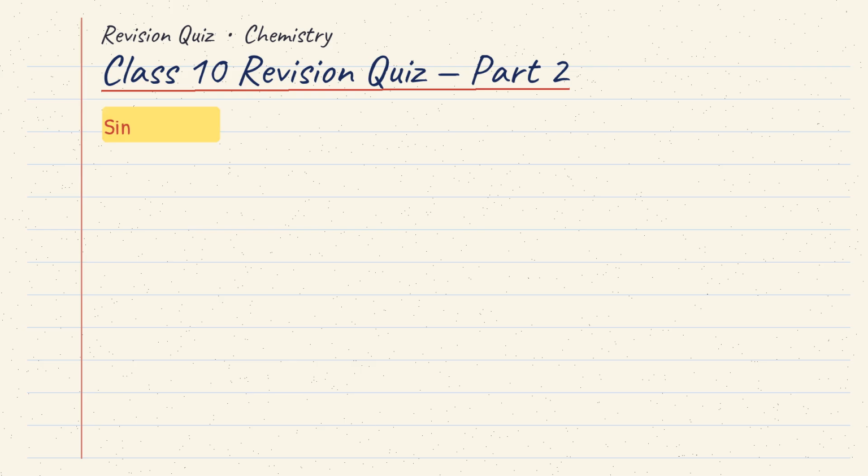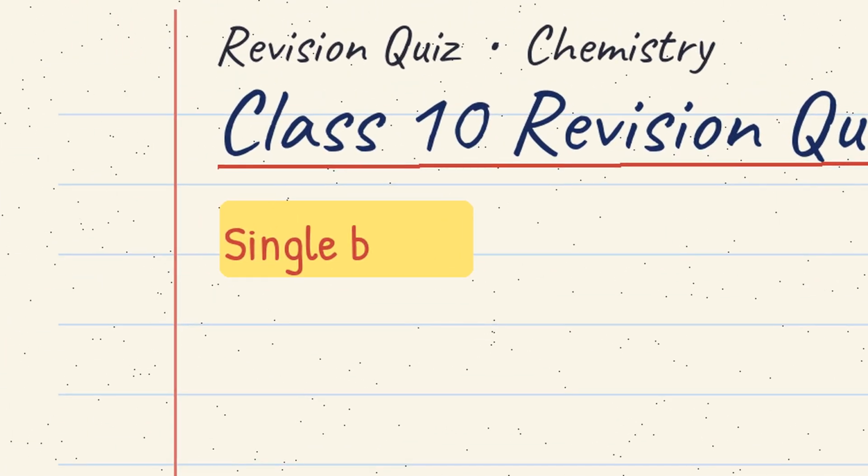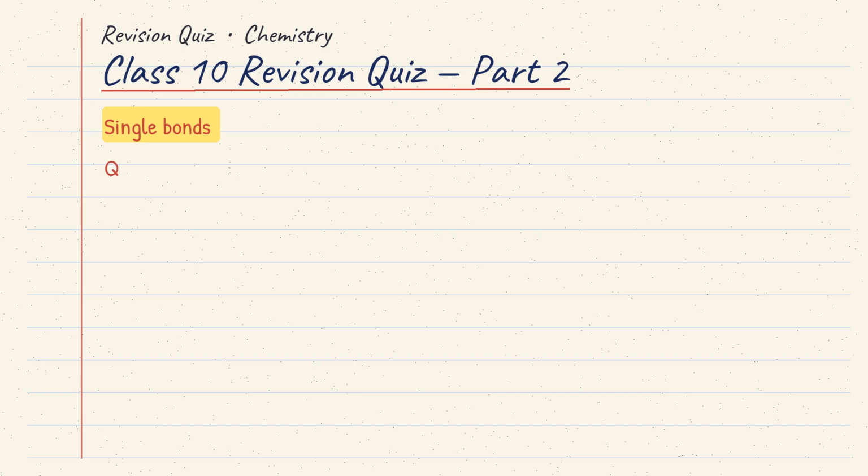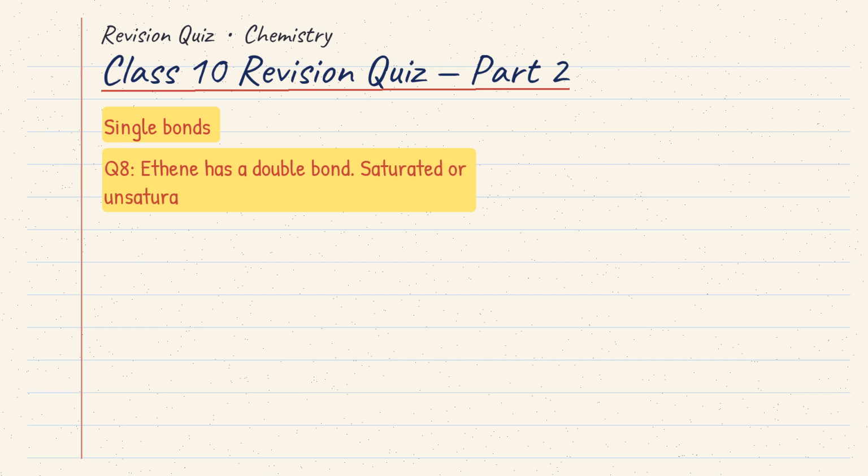The answer is single bonds. They are saturated. Question 8. Ethene has a double bond. Saturated or unsaturated?